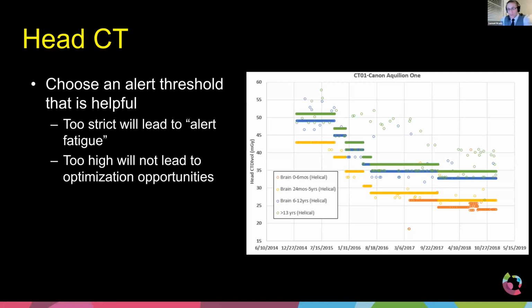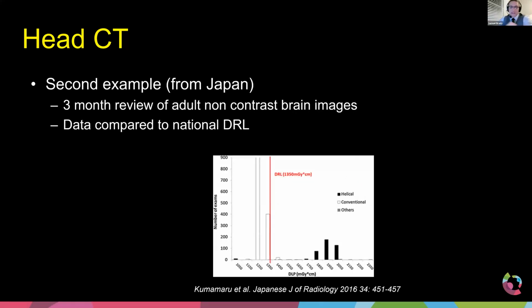If you don't have that, you can still do a quick survey of your data, and then from PACS or from your CT scanner, and from that you can then select your alert levels. All right, second example, maybe something a little closer to your home.